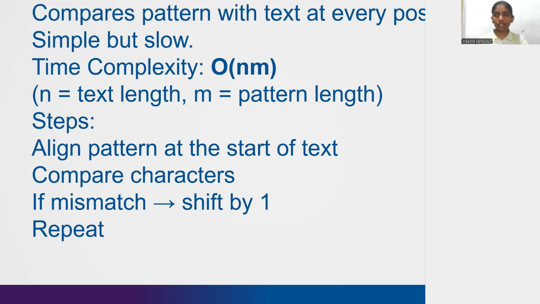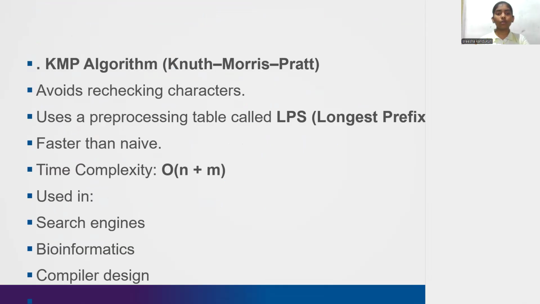First, the steps. Align the pattern at the start of the text. Compare characters. If there is a mismatch, shift by one. Repeat. This is a simple code for that. So now let us discuss the algorithms.